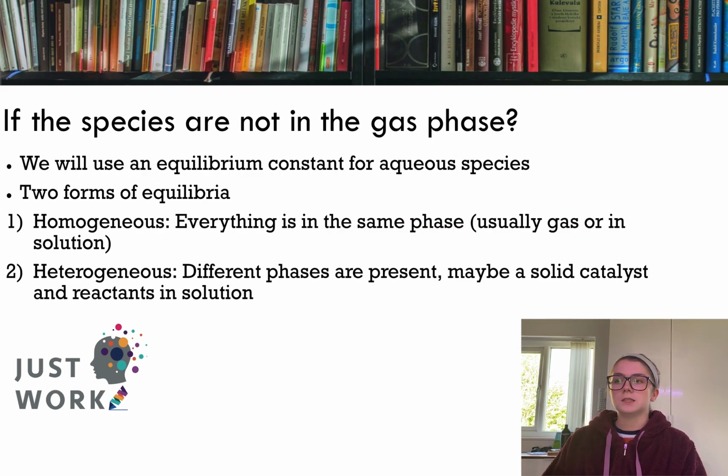So if the species are not in the gas phase, we will use an equilibrium constant, so Kc, for the aqueous species. We have two forms of equilibria: homogeneous, where everything is in the same phase, and heterogeneous, where they're in different phases and there could be a solid catalyst and reactants in solution.